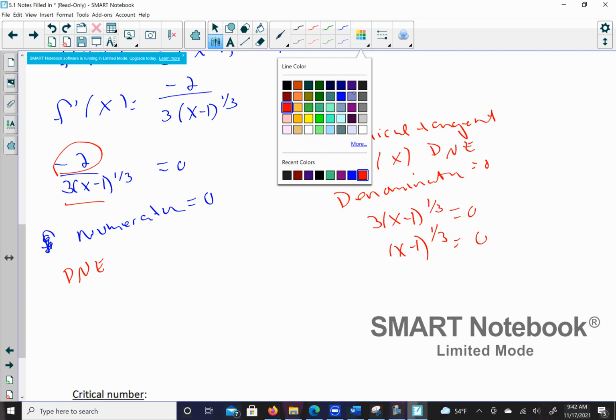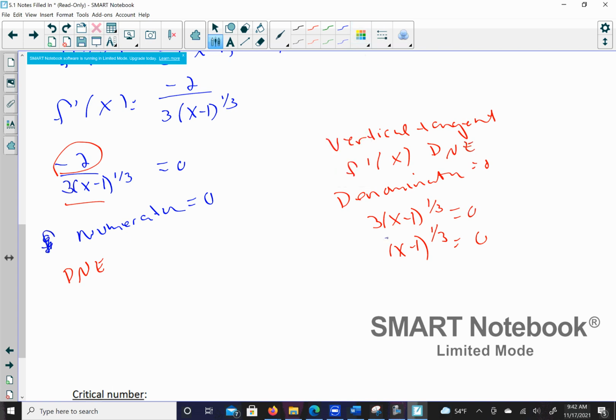To get rid of that fractional exponent, I'm going to raise this to the 3rd power, because 3 times the 1/3 would be 1, so I'd be left with just x minus 1. If I raise the left side to the 3rd power, I have to raise the right side to the 3rd power. Well, 0 raised to any power is always going to be 0. And then I'm going to add 1, so x is equal to 1. So I am going to have a relative extrema at x is equal to 1, or my only critical number in this case is going to be x is equal to 1.